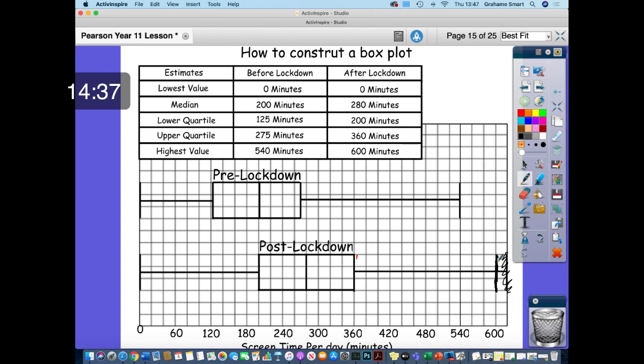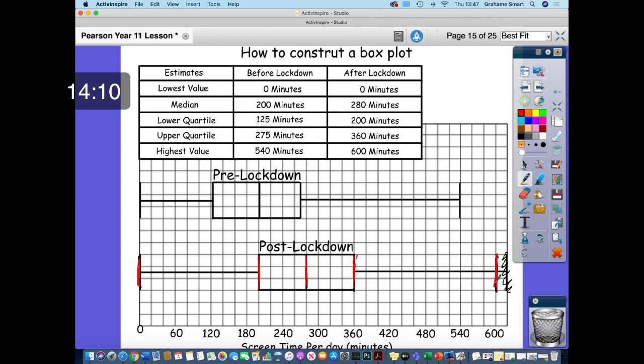So 0 is your lowest value, which you can see here. Maybe I should do this in red. Just checking my answers. 280 is the median. That's looking good, that's accurate there. 200 minutes for the lower quartile, 360 for the upper quartile, and the highest value. Yeah, I thought that was on 600. I've misread the scales. That should be there at 600. Okay, but there we go. It's in the right place now.